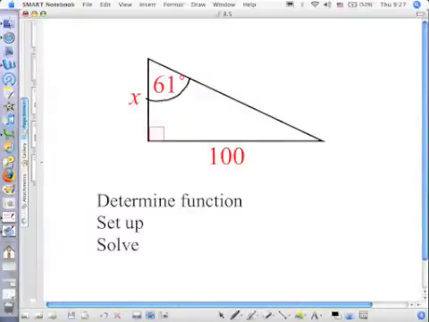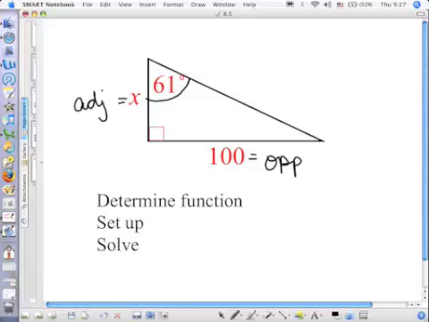In reference to the 61-degree angle, what two sides do I know? Opposite and adjacent. Again, notice the longest one is the hypotenuse, and I have no information regarding it. Which one is opposite of 61? 100 is opposite of 61, which means x is adjacent to 61.